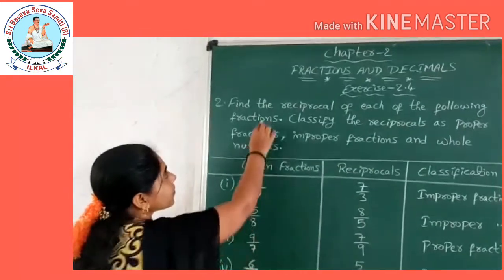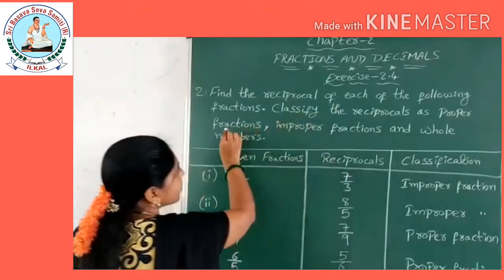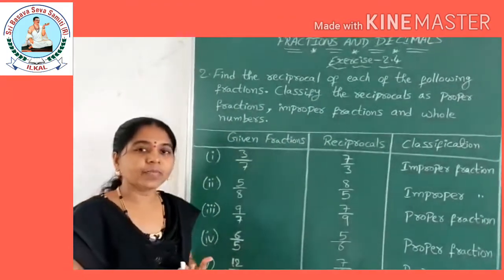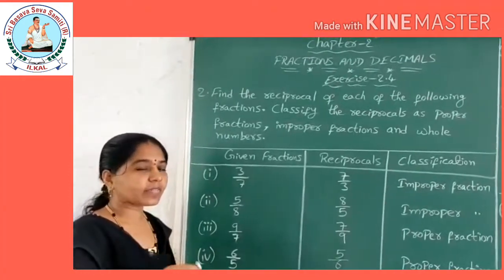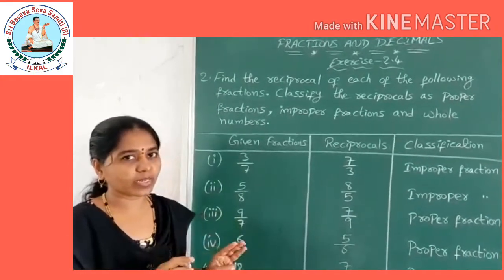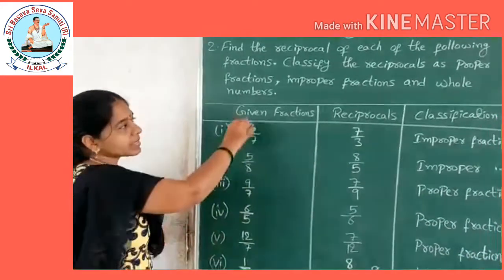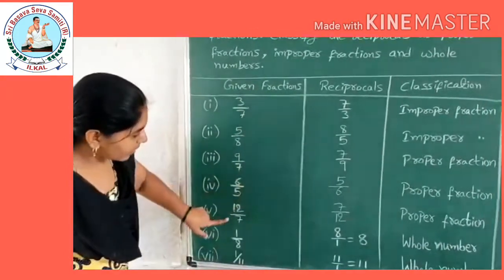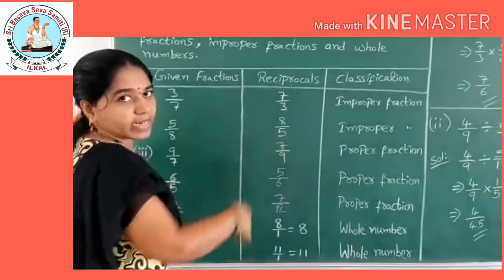Next question, children. Find the reciprocal of each of the following fractions. Classify the reciprocals as proper fractions, improper fractions and whole numbers. Means some fractions they have given. We have to do reciprocal of that. After doing reciprocal, we have to write whether the answer is a proper fraction, improper fraction or a whole number. Okay, we have to classify it. I have arranged all the given numbers in a table. Means given fractions: 3 by 7, 5 by 8, 9 by 7, 6 by 5, 12 by 7, 1 by 8 and 1 by 11. Okay, let us write the reciprocals and then we will classify it.